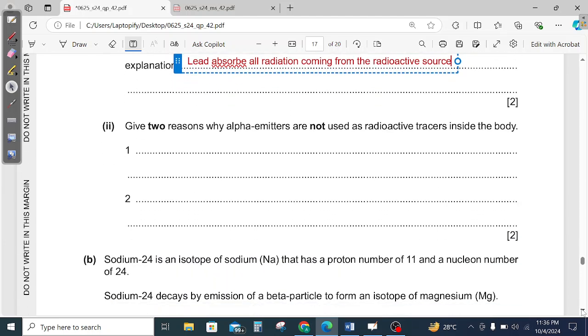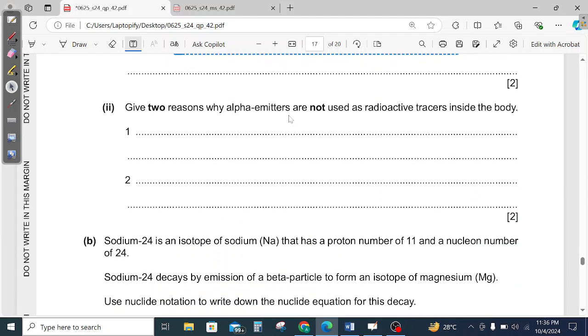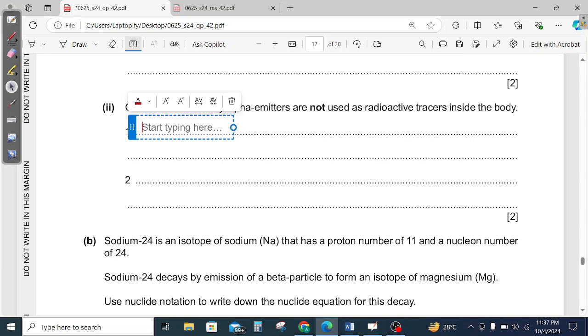Now, next is question number 2. Give 2 reasons why alpha emitters are not used as radioactive tracers inside the body. The reason is that if you don't understand the properties of alpha, beta, and gamma, you must understand these things. Some questions also come from this topic. It is a very important topic. So I will write here the alpha particles. The ability of alpha particles is that they can ionize the atoms easily. It means that the alpha particle uses most of its energy to ionize the atoms.